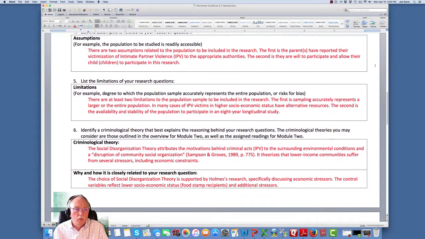Okay, when we come down here to what are the limitations of your research question, there are at least 2 limitations to the population sample to be included.